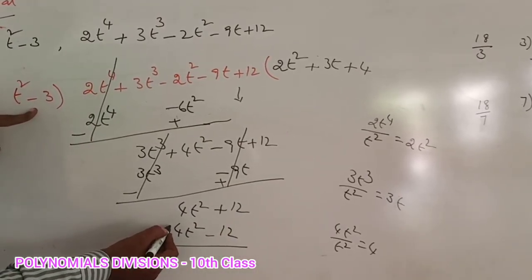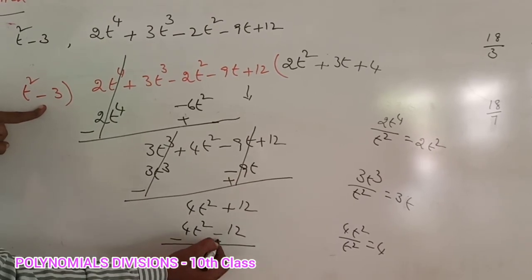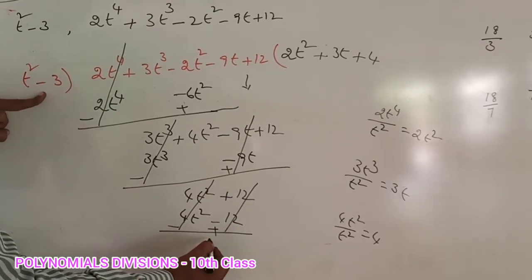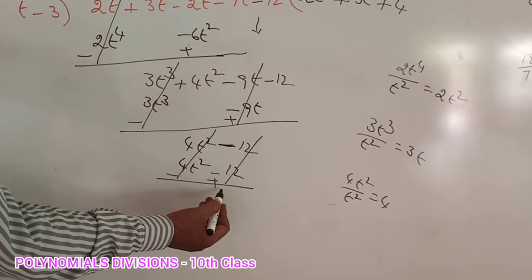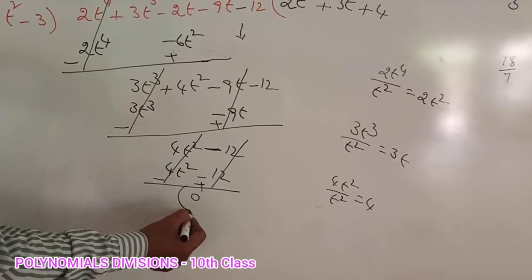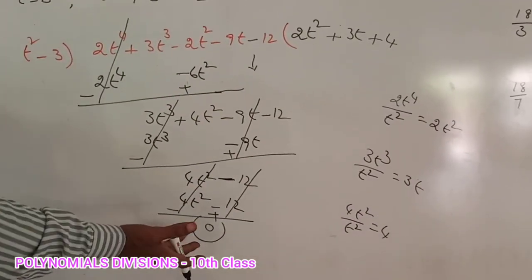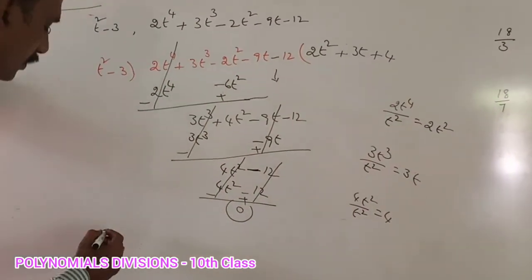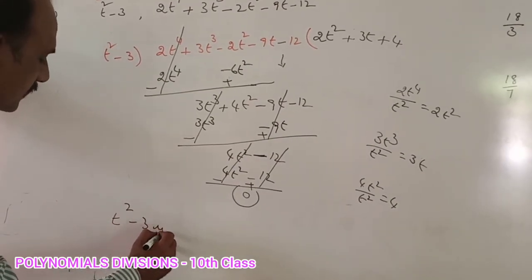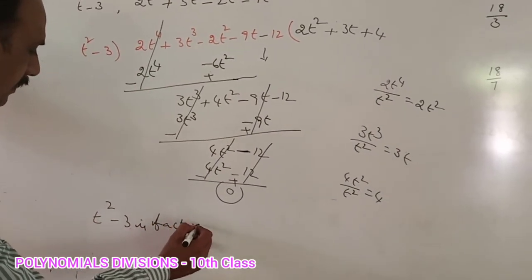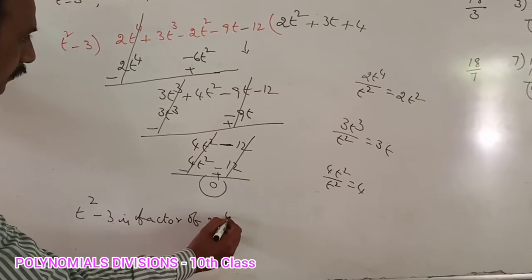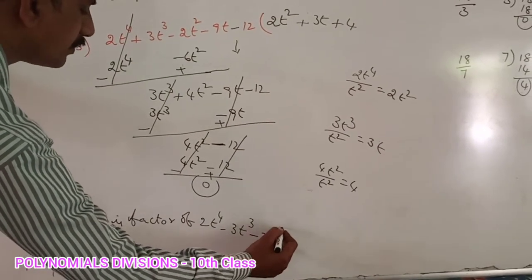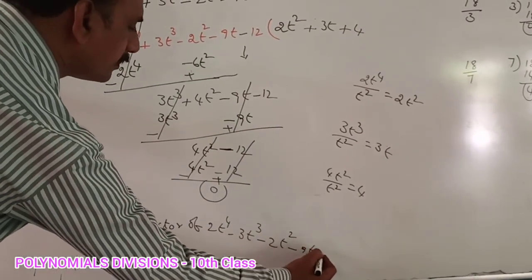Subtraction means the second polynomial's symbols are changed: positive value negative, negative value positive. Plus 4t square minus 4t square cancel. Plus 12 minus 12 cancel. So the remainder is 0. Remainder 0 means t square minus 3 is a factor of 2t to the power of 4 plus 3t cube minus 2t square minus 9t plus 12.